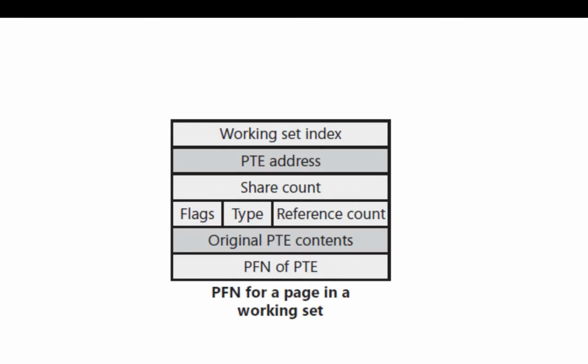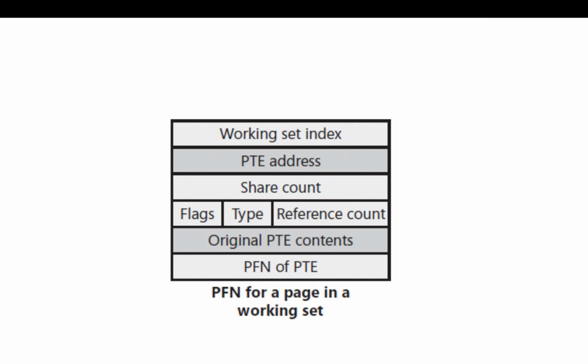And for every physical page in the machine, there's a structure called a PFN. PFNs are pretty compact and small. Some of the offsets are multi-use depending on the status of the page, because for every physical page in the machine, there could be a PFN that describes the page. Okay, there's a working set index offset, the PTE address that belongs to that physical page. There's a share count and a reference count.